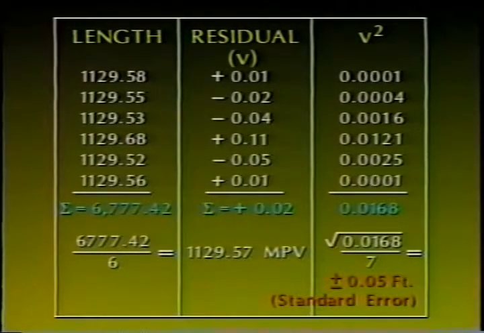This means that 68% of the measurements within the set will fall between 1,129.52 feet and 1,129.62 feet. The standard error of the mean was found to be plus or minus 0.02 feet, which signifies there is a 68% probability that the true distance lies somewhere in the range between 1,129.55 feet and 1,129.59 feet.